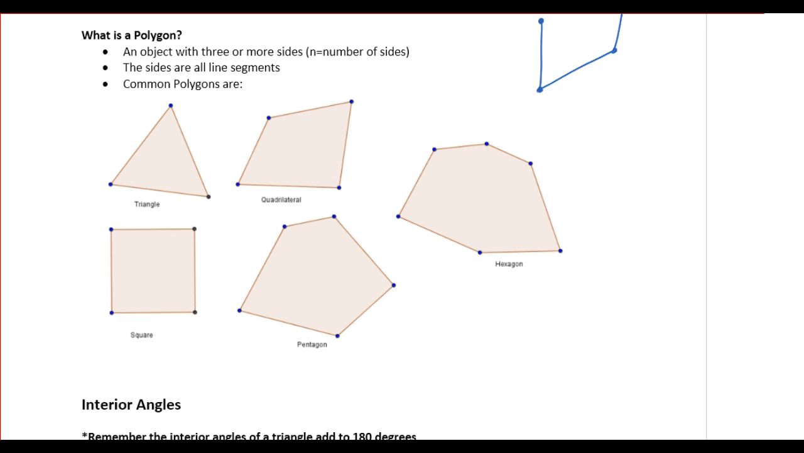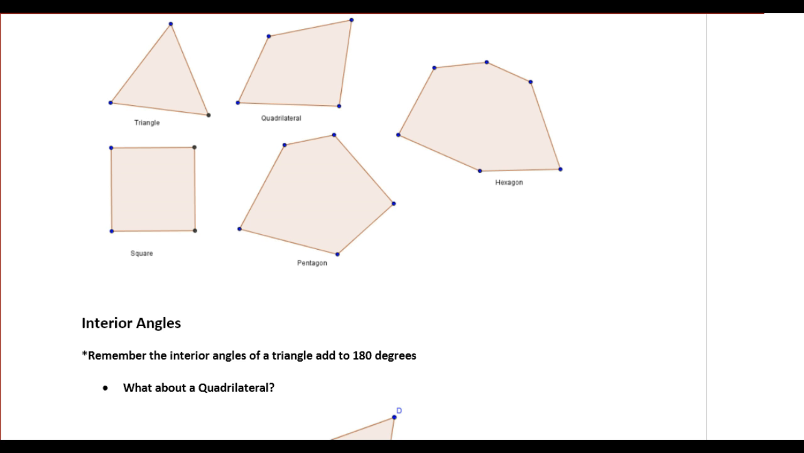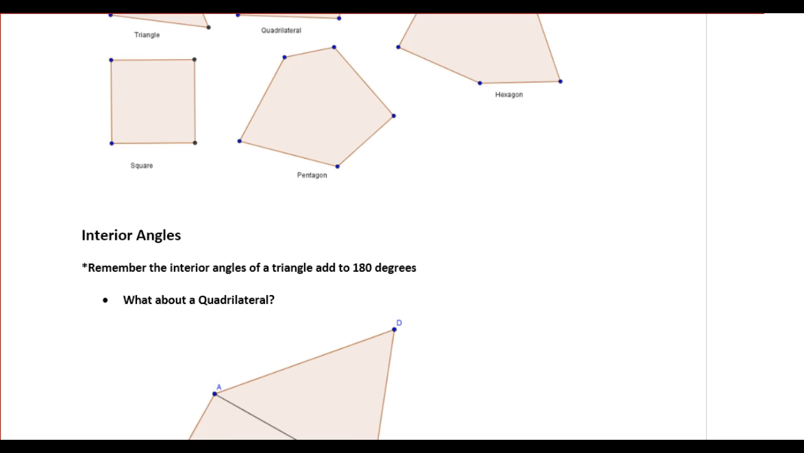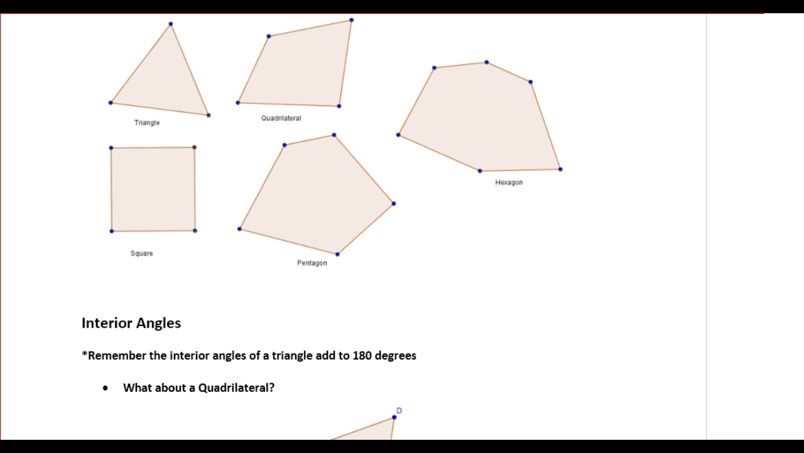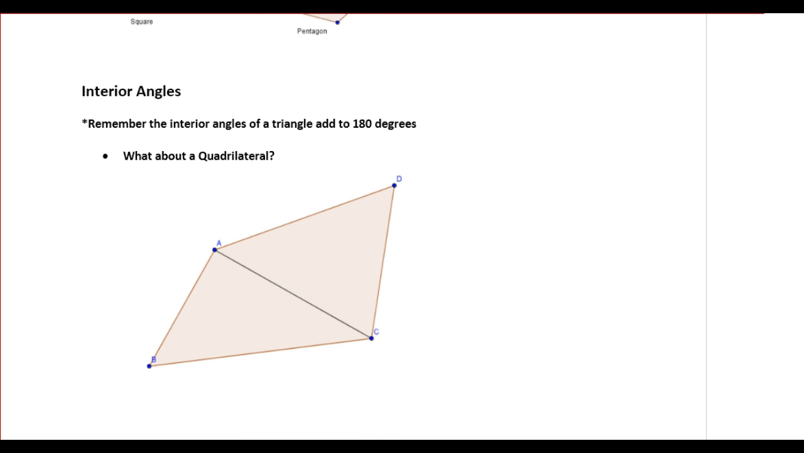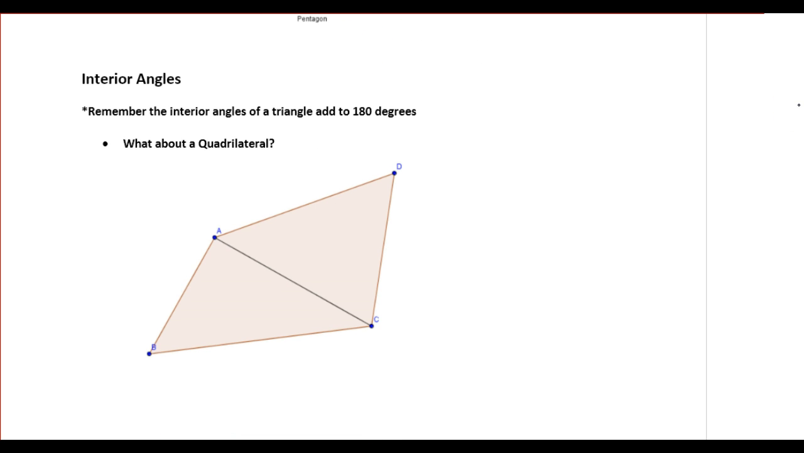Okay, so let's look at some of the interior angles of the polygon, and we already know that the interior angles of a triangle add up to 180 degrees. Okay, but what about polygons that have more than 3 sides? So what about a quadrilateral? Well, if we have a quadrilateral, again, that's a 4-sided figure.